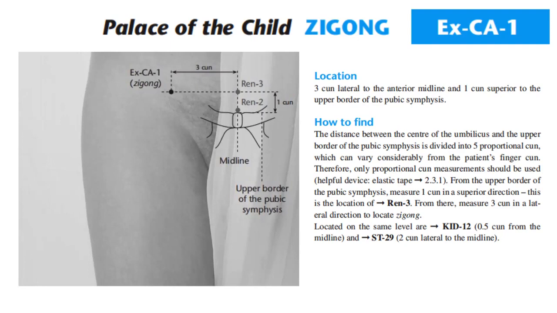Therefore, only the proportional tune measurement should be used, using a helpful device like an elastic tape. And from the upper border of the pubic symphysis, measure 1 tune in a superior direction. This is the location of REN3. From there, measure 3 tune in a lateral direction to locate Zigong. Located on the same level are kidney 12 and stomach 29. Kidney 12 is 0.5 tune from the midline, and stomach 29 is 2 tune lateral to the midline.